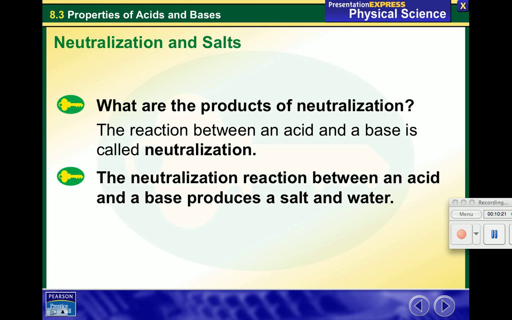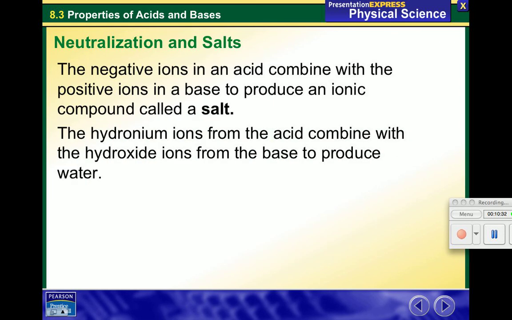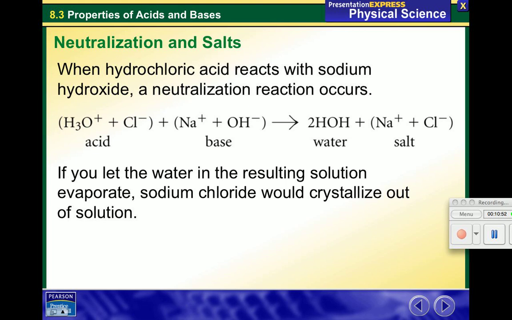So when you have stomach acid and you're taking a Tums, which is very basic, it turns the extra acid in your stomach to salt and water, which your body easily gets rid of. Salts are what is produced when the negative part of the acid combines with the positive part of the base. I get the salt, and then the positive part of the acid and the negative part of the base make water. So let's take a look at that.